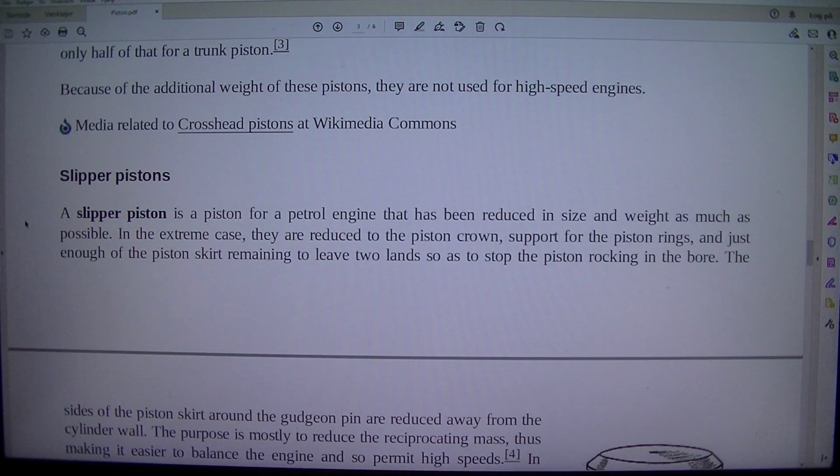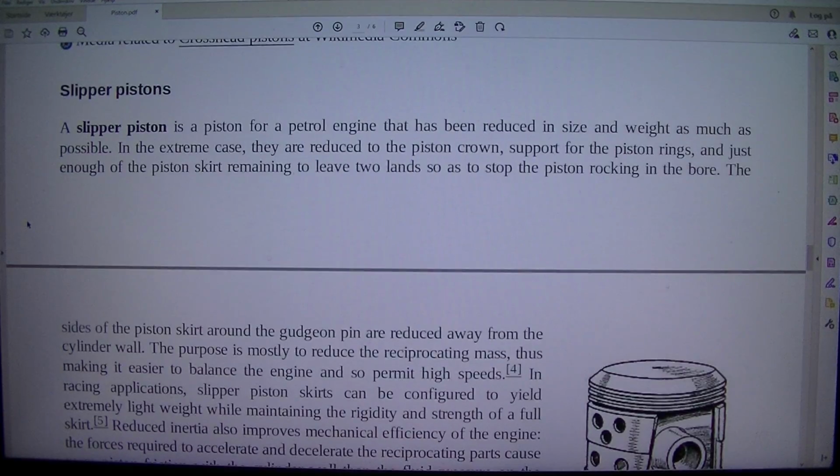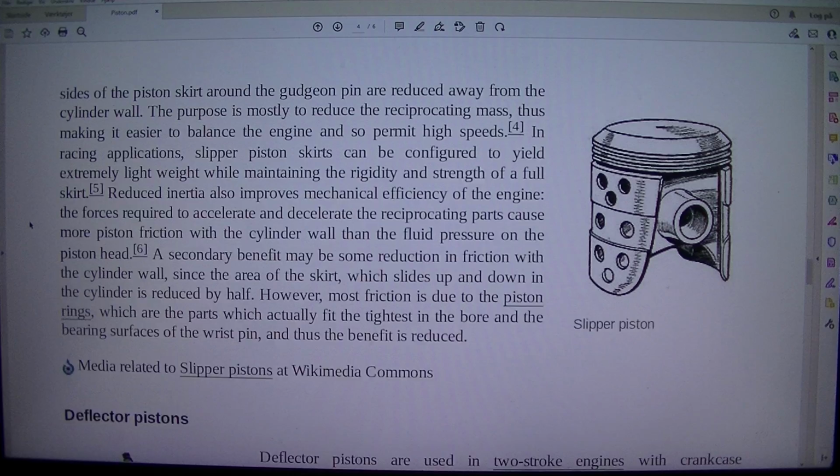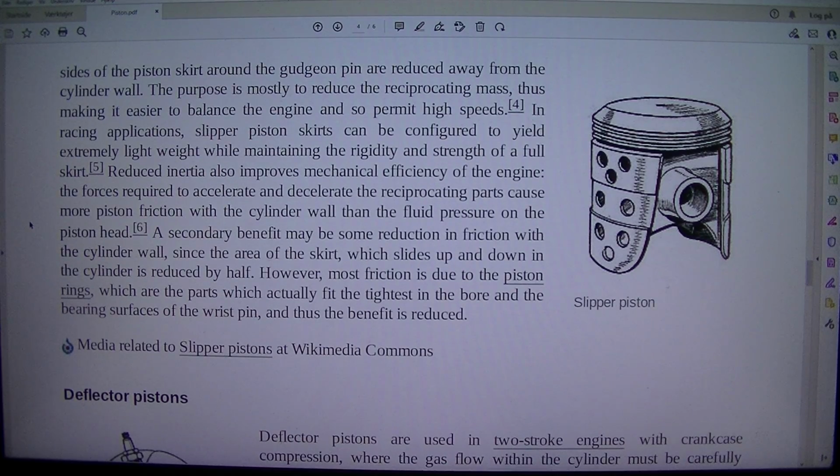Slipper pistons. A slipper piston is a piston for a petrol engine that has been reduced in size and weight as much as possible. In the extreme case, they are reduced to the piston crown, support for the piston rings, and just enough of the piston skirt remaining to leave two lands so as to stop the piston rocking in the bore.